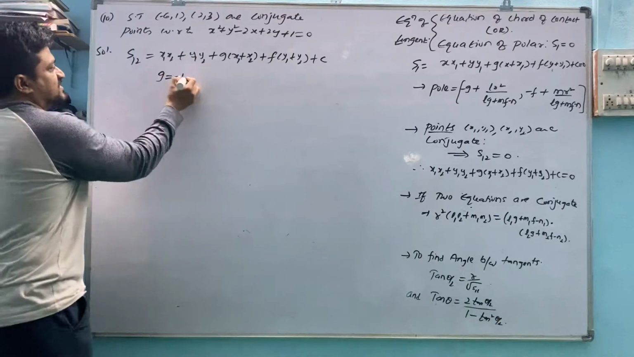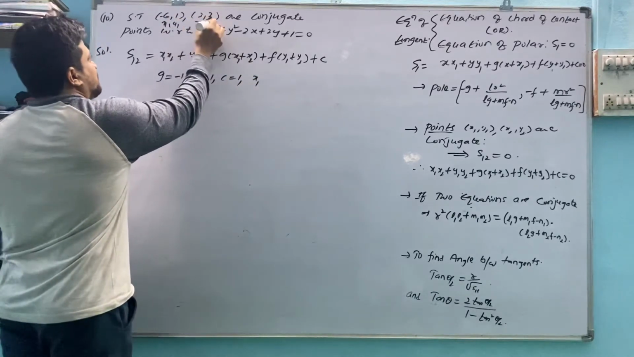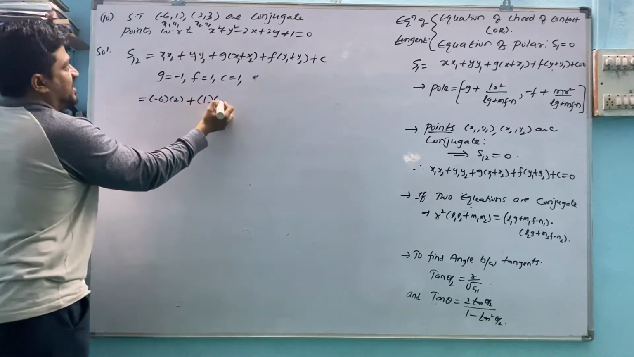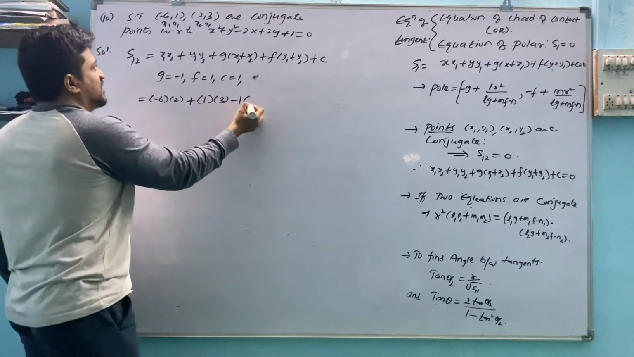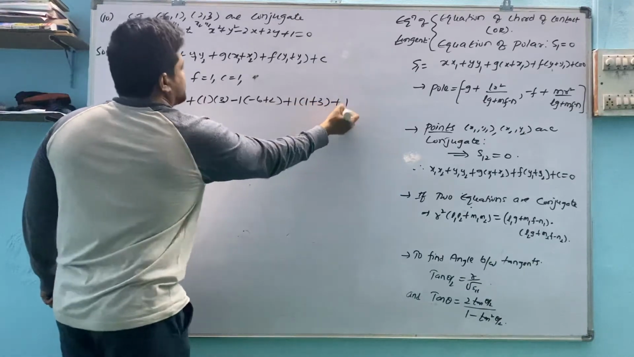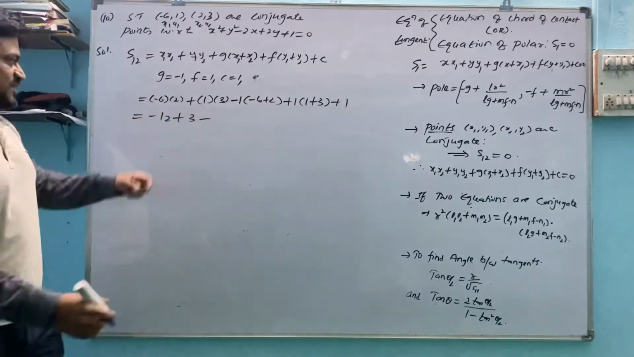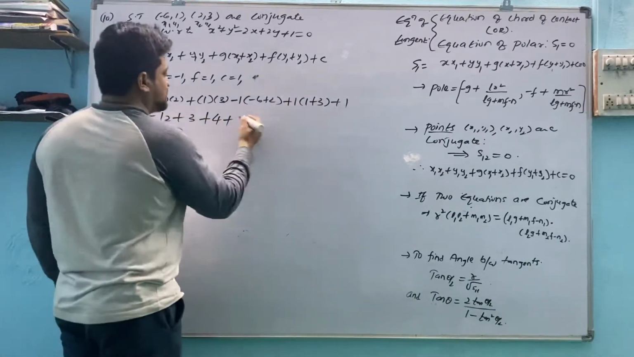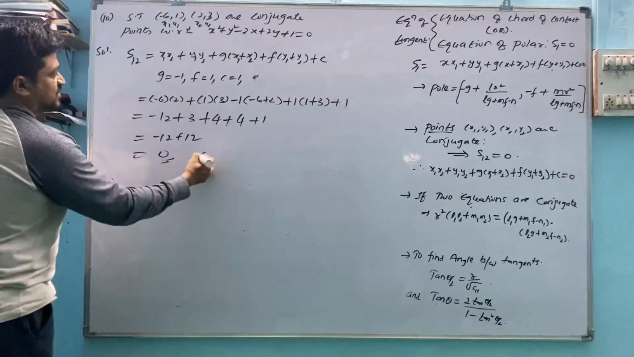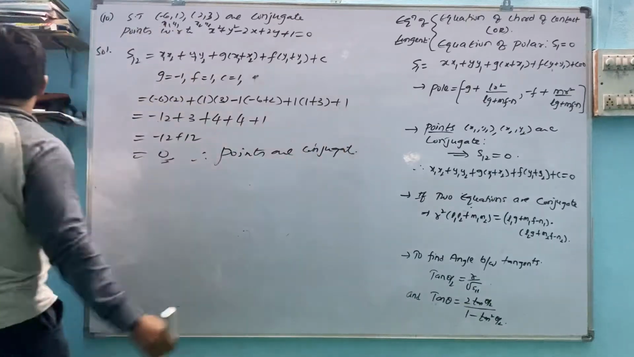So g is minus 1, f is 1, c is 1, and x1 y1, x2 y2 are from the points. So x1 x2 minus 6 into 2, y1 y2 again in brackets, plus g into x1 plus x2 plus f into y1 plus y2 plus c. Now this is minus 12 plus 3, minus 6 plus 2 is minus 4 into minus 1 plus 4 plus 1, 4 is 4 plus 1, 9, 10, 11, 12. Minus 12 plus 12 equals to 0. Therefore the points are conjugate.